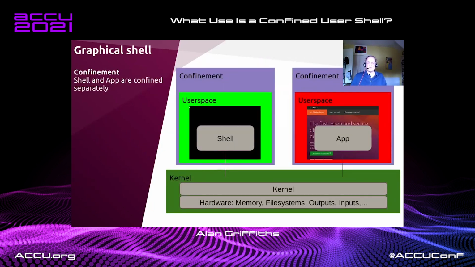The way this works with confinement is that we're confining the shell and the application separately. So with the last example, the web browser is the application and Mir's the shell, and they combine to give a useful kiosk experience for whatever you're using the website for.